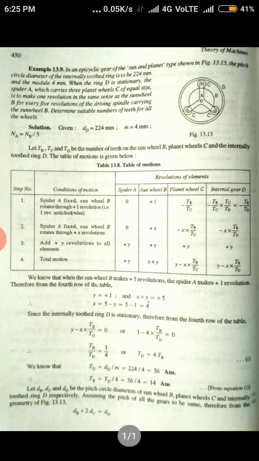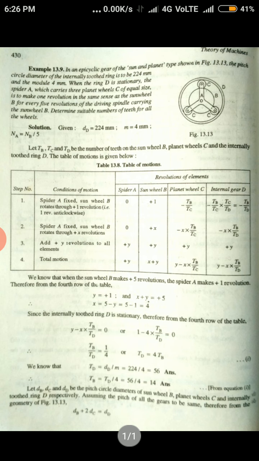Okay, what you can see, we have 4 elements here. One is the arm A or spider A, gear B, B meshing with C, and C meshing with the internal gear D. Now again you can take B as a driver. Take it as anti-clockwise. The last problem we took as clockwise. So now we'll move to the simpler way.